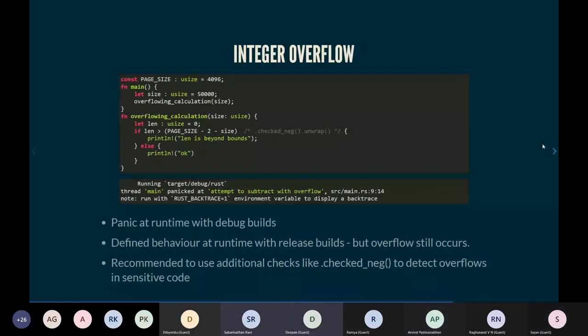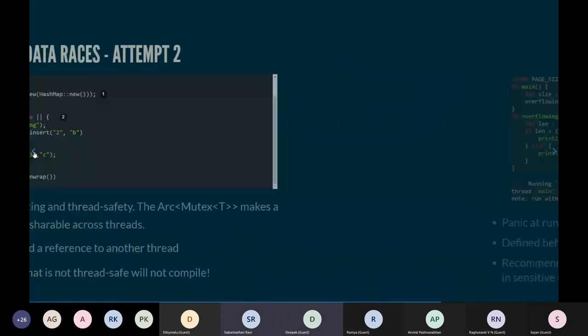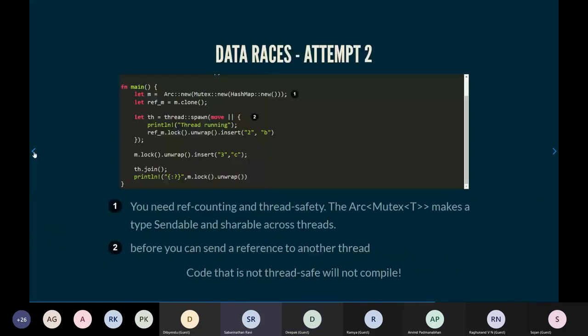Okay, quickly, Deepak. Yeah, Sojan, I have one question. If you go back to that slide, the one that we're sharing, you use a ref m construct here in the thread. Why can't we use m here instead of ref m? Is it a particular construct for a thread? You mean why can't I use m here? Yeah.